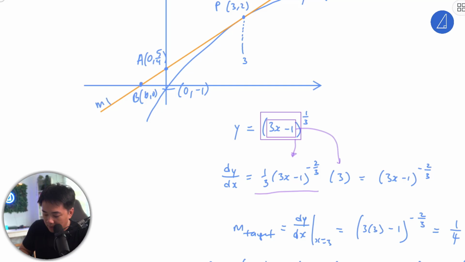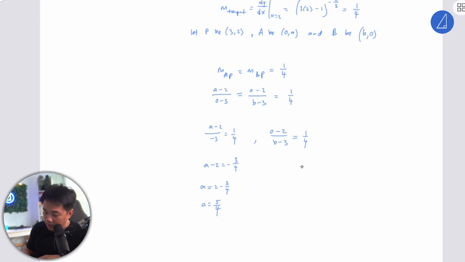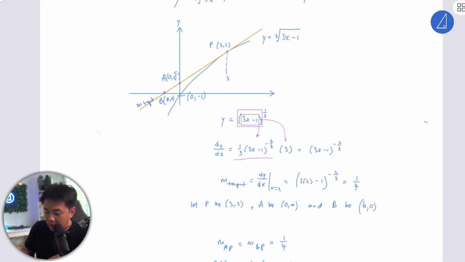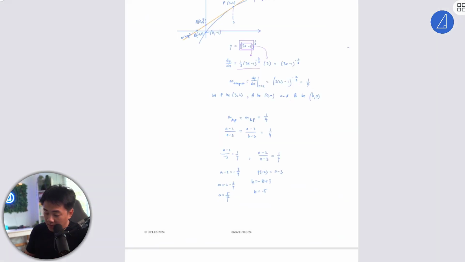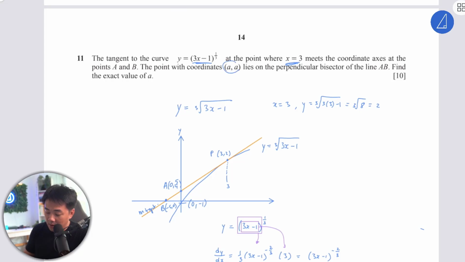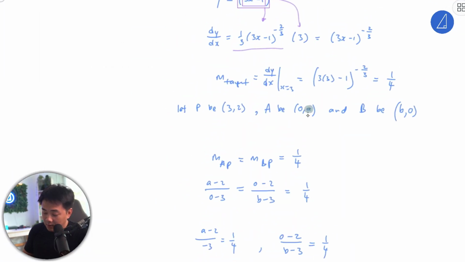This is M tangent. Okay, so once we're done, for B we just do cross multiplication. So 4 multiplied by negative 2 equals B minus 3, minus 8 plus 3 equals B, so B equals minus 5. So the intercept here will be (minus 5, 0). I immediately realized I shouldn't have let this be A because the question contains (A, A) as well, so you get confused. Maybe I let this A be K. Okay, I'll just change this A to K.